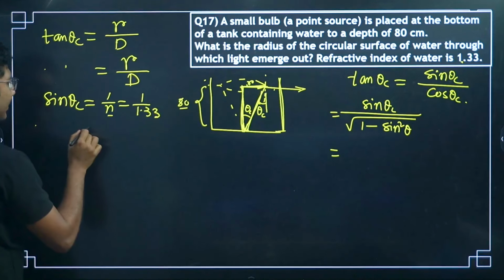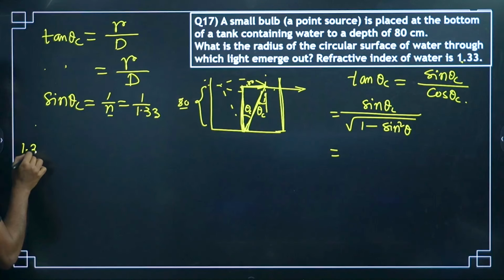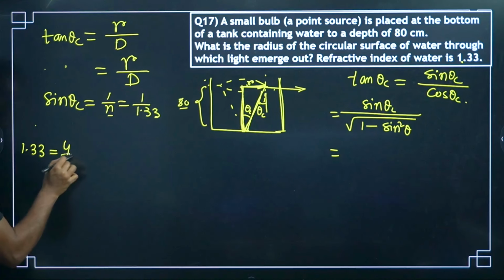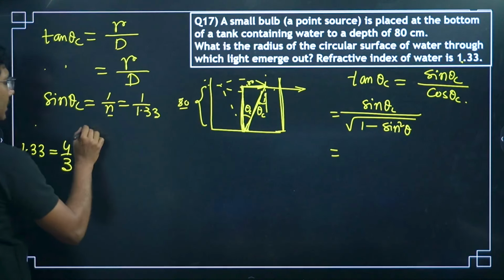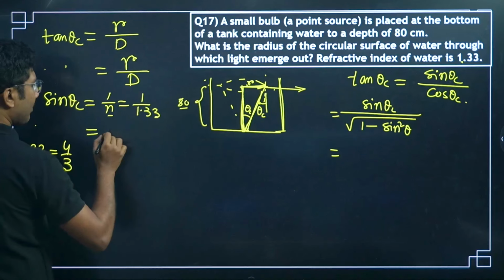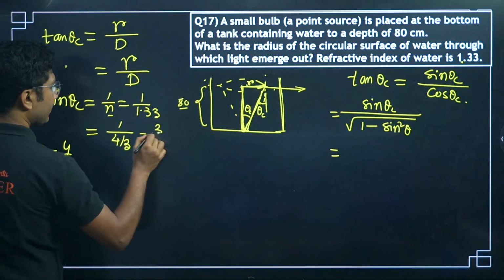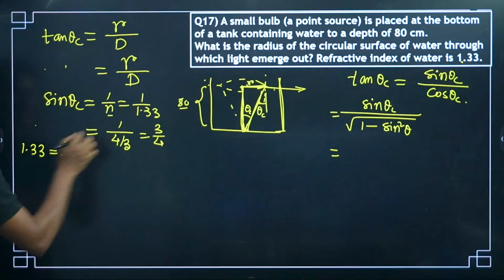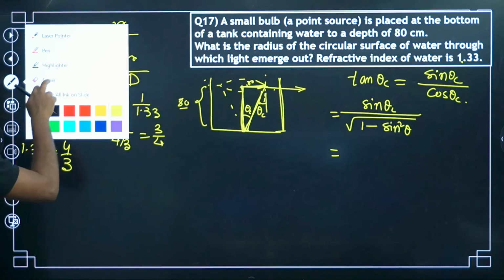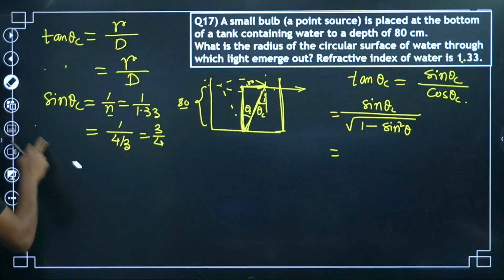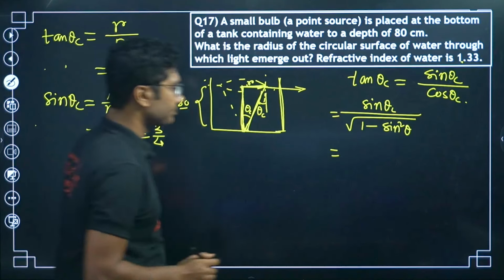Now, 1.33 is basically 4 by 3. This is a very useful fraction, particularly for this kind of question. So, 4 by 3 or it will be 3 by 4. So, sin theta c is 3 by 4. Now, that value we will use across here.